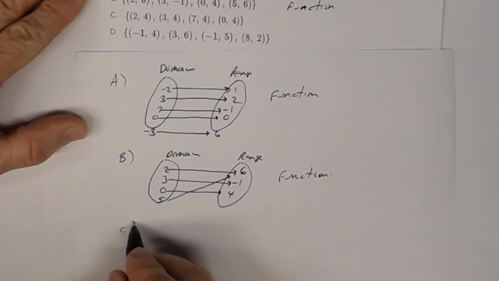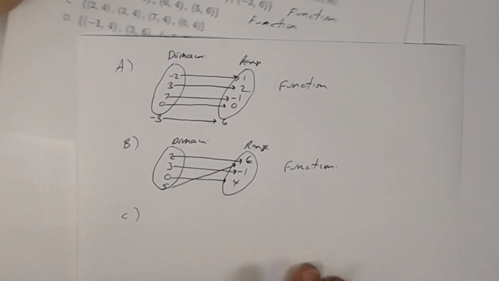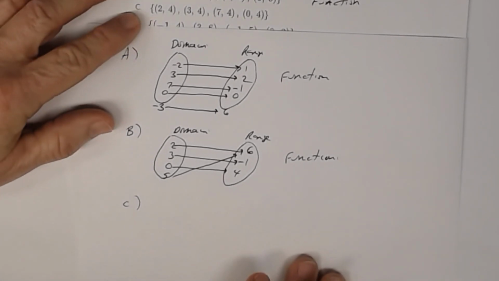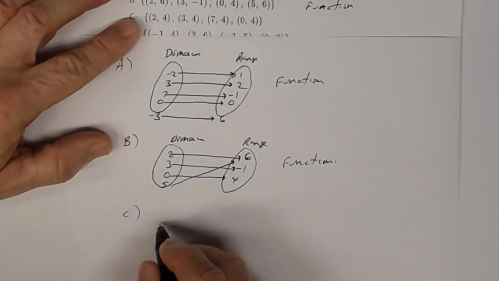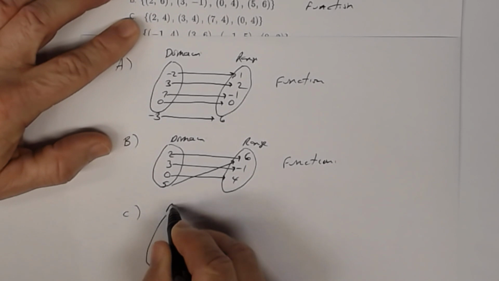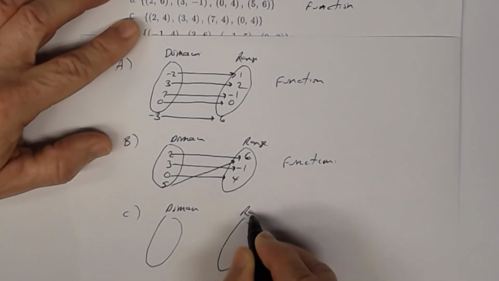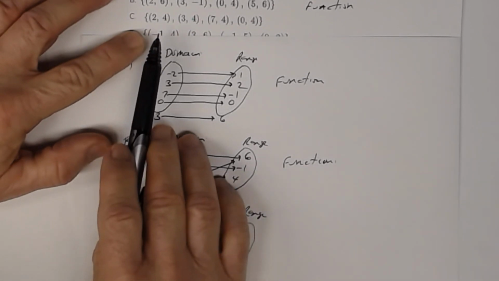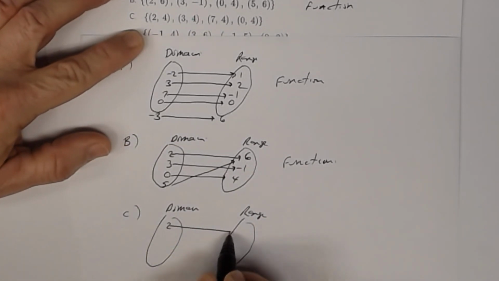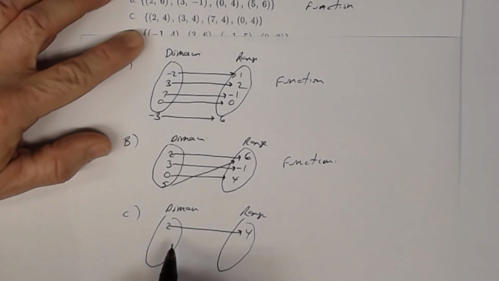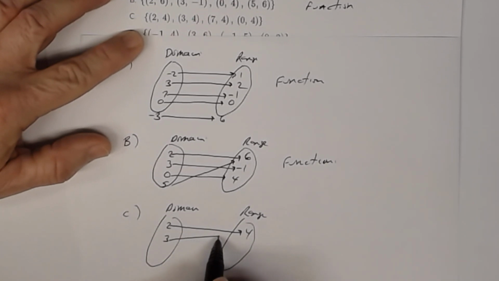All right, letter C. In letter C, we have this set of ordered pairs right here. So let me go ahead and do the same idea of that mapping. So domain and then range. And when x is 2, that is assigned a y value of 4. When x is 3, that's assigned a y value of 4. Again, just list it once. When x is 7, that's assigned a y value of 4. And when x is 0, that's assigned a y value of 4 as well.